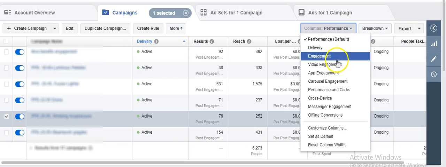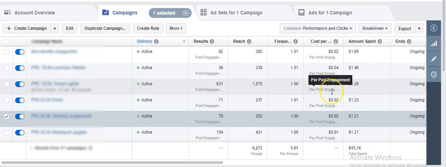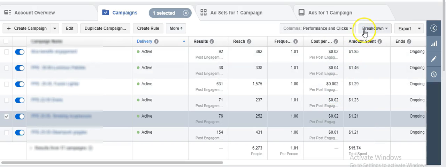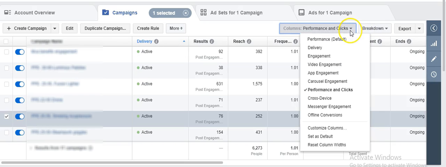Now let's go to performance and clicks. Up here you can switch your breakdowns. This is the area that you want to go to for breakdown. Let me explain this a little bit. You show your delivery, your engagements, the video engagements, app, carousel engagement, and your performance and clicks. This is one that I like to really see. It gives me a lot of information, and that's what you're looking for when you're looking at your metrics. So we're going to go to performance and clicks.